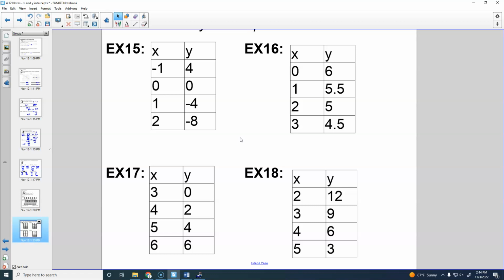A vertical line is not going to have a y-intercept unless it is on the y-axis, in which case it would intercept it everywhere. That's a good question though. Vertical lines are only going to have an x-intercept, and horizontal lines will only have a y-intercept unless they are on one of the axes. You could just write none if you get one like that. All right, try these real quick.